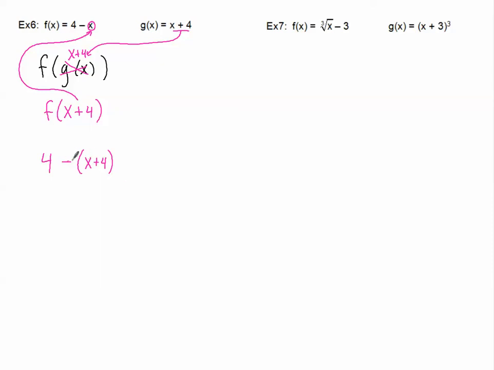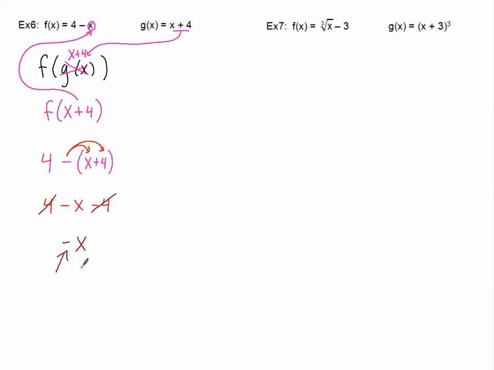So I'm going to distribute, it's like a negative 1 here, subtracting x and subtracting 4. So of course I have a 4 here. And then minus x, and then minus 4. So I can see that 4 and negative 4 cancel away, but I'm still left with negative x. Look at that. That's not what we're supposed to get.